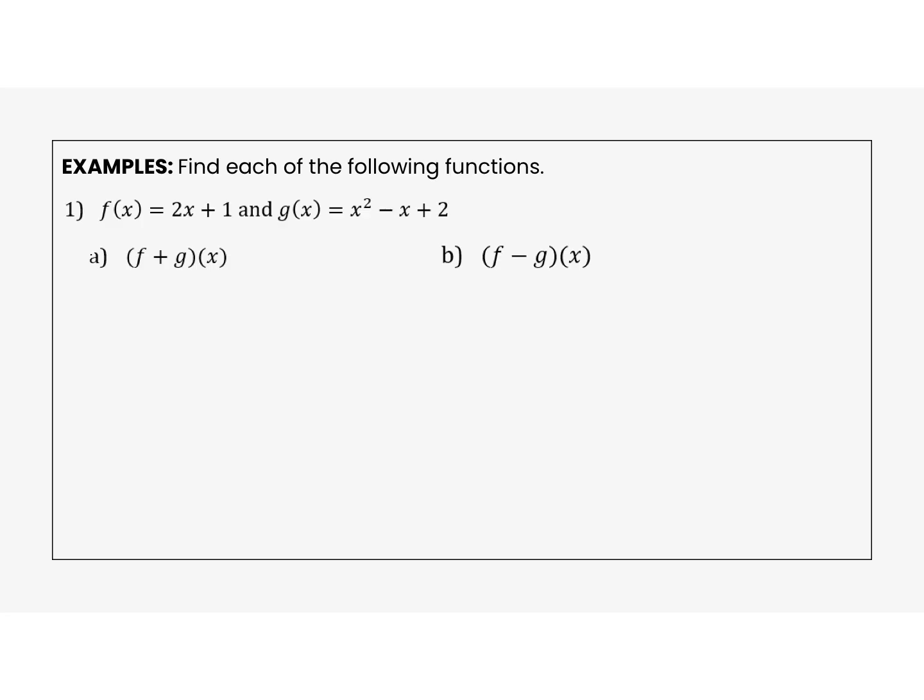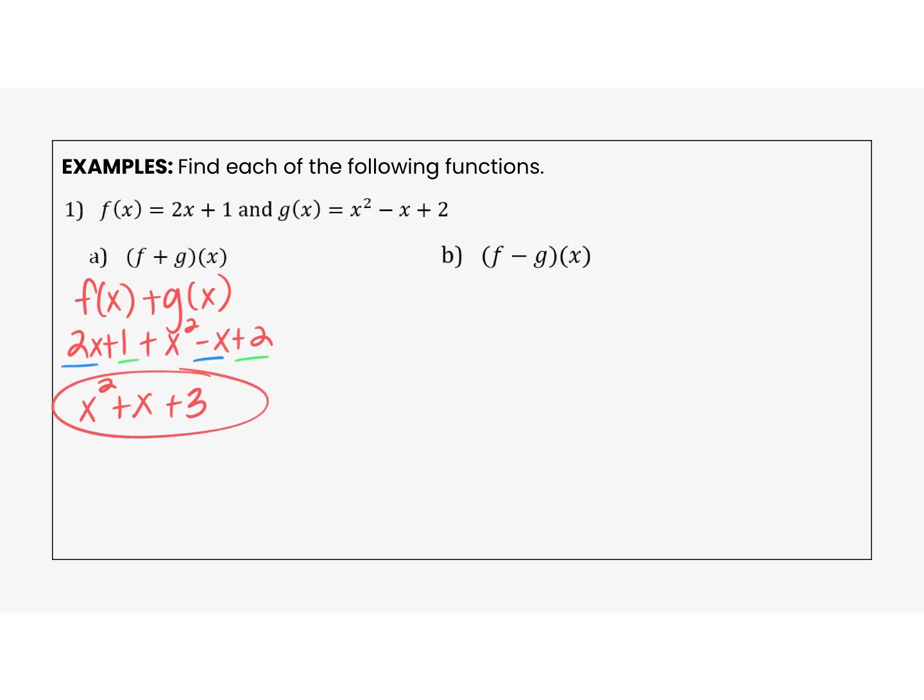Let's try a few. Okay, so f of x equals 2x plus 1, and g of x equals x squared minus x plus 2. So if I'm adding them together, I'm just taking f of x plus g of x. So this looks just like what we did in 3.3, 2x plus 1 plus x squared minus x plus 2. Now I'm just looking for some like terms. So I have a 2x and a negative x, and then I have a 1 and a 2. So I get x squared plus x plus 3. And again, I'm writing that in order from highest degree to lowest.